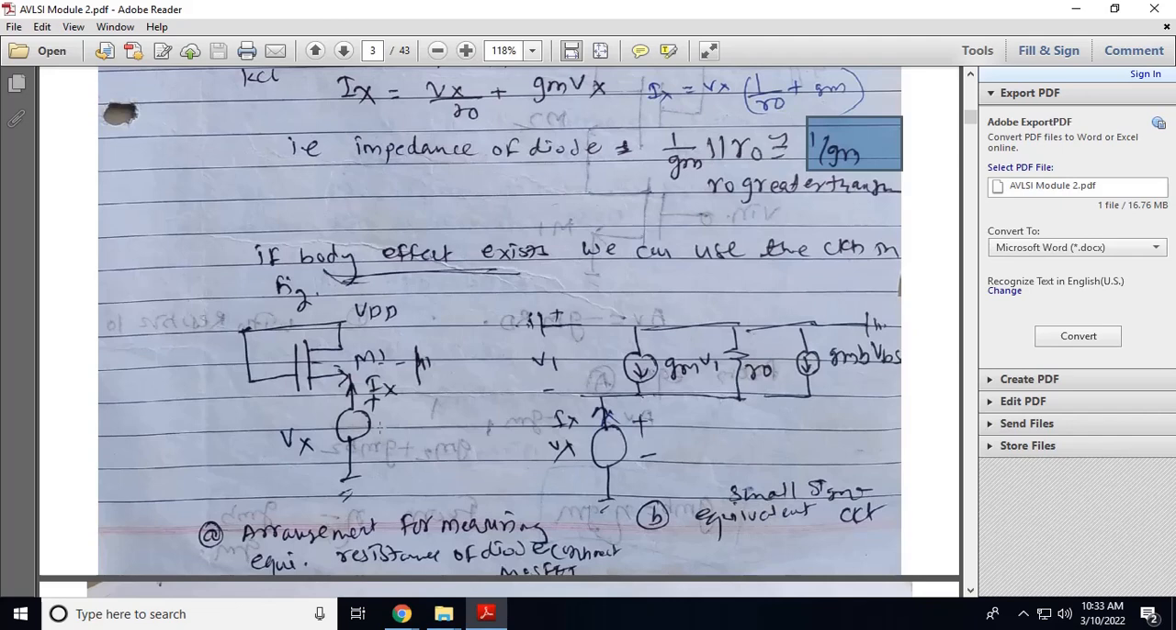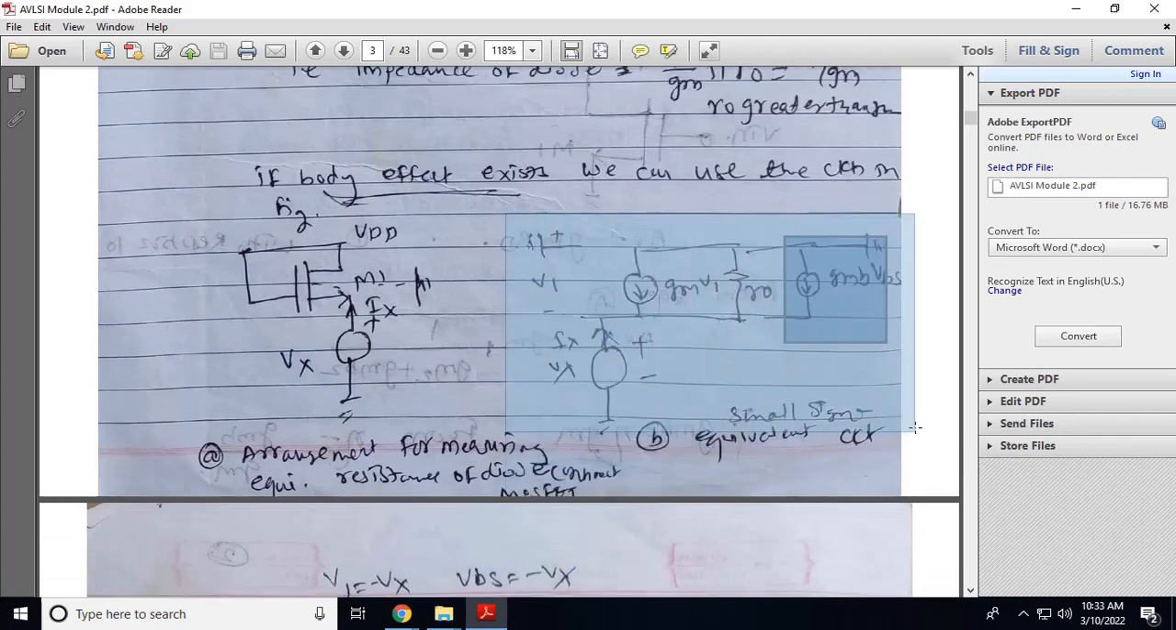Now if we consider the body effect, we can find the impedance of the diode connected device. So this is the arrangement. The gate terminal is connected with the drain, and we have to consider the body effect, so we can add one more current source, that is GMB into VBS. Okay, so when you consider the body effect, we have to consider the current source that depends upon the body to source voltage, VBS.